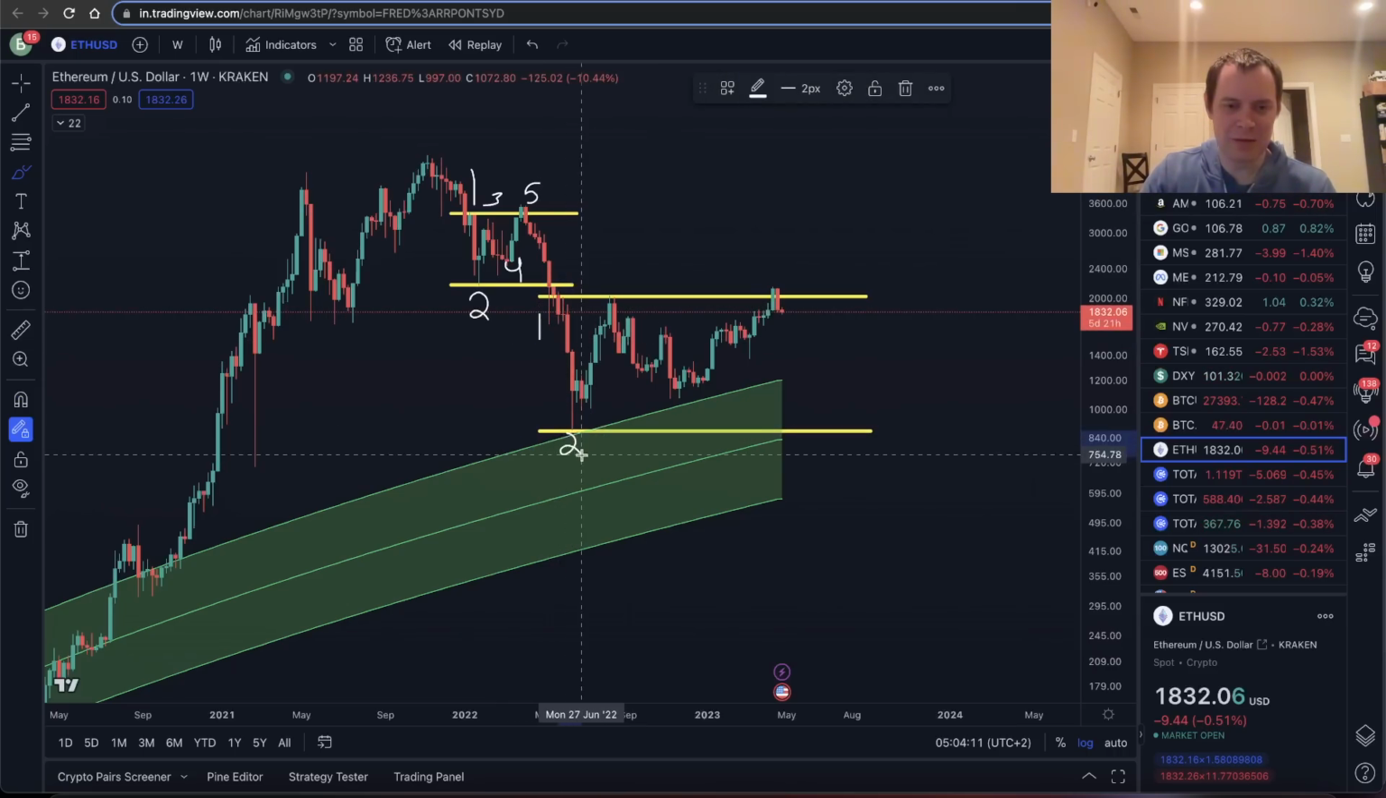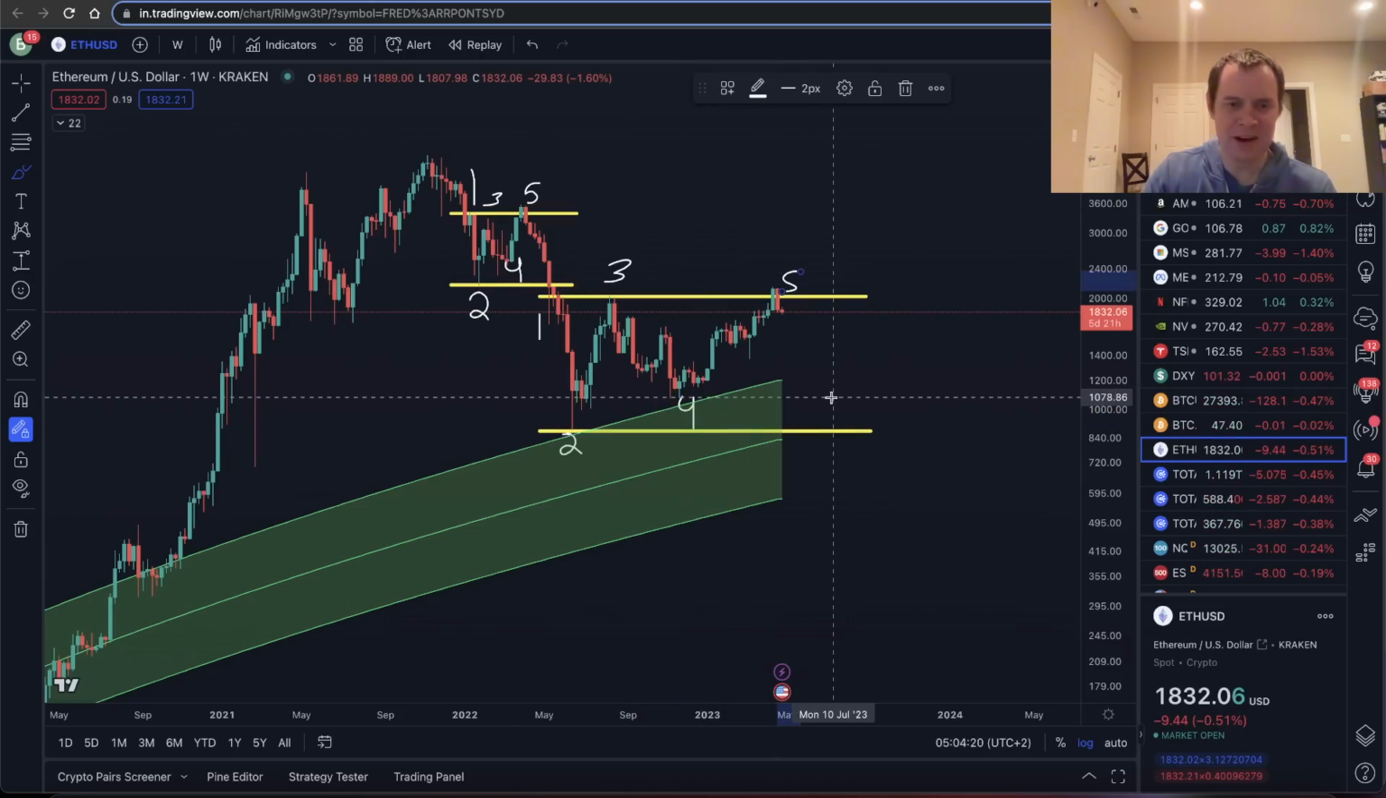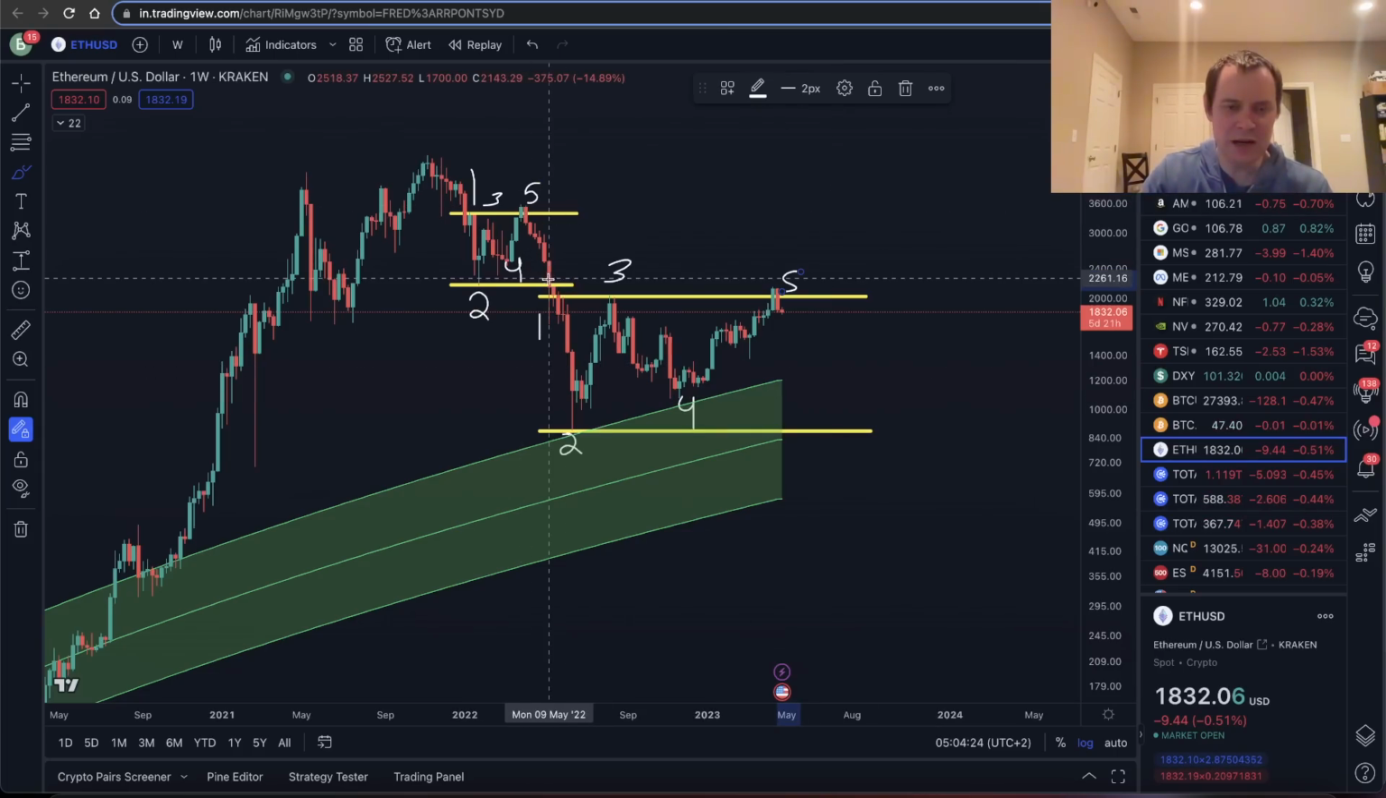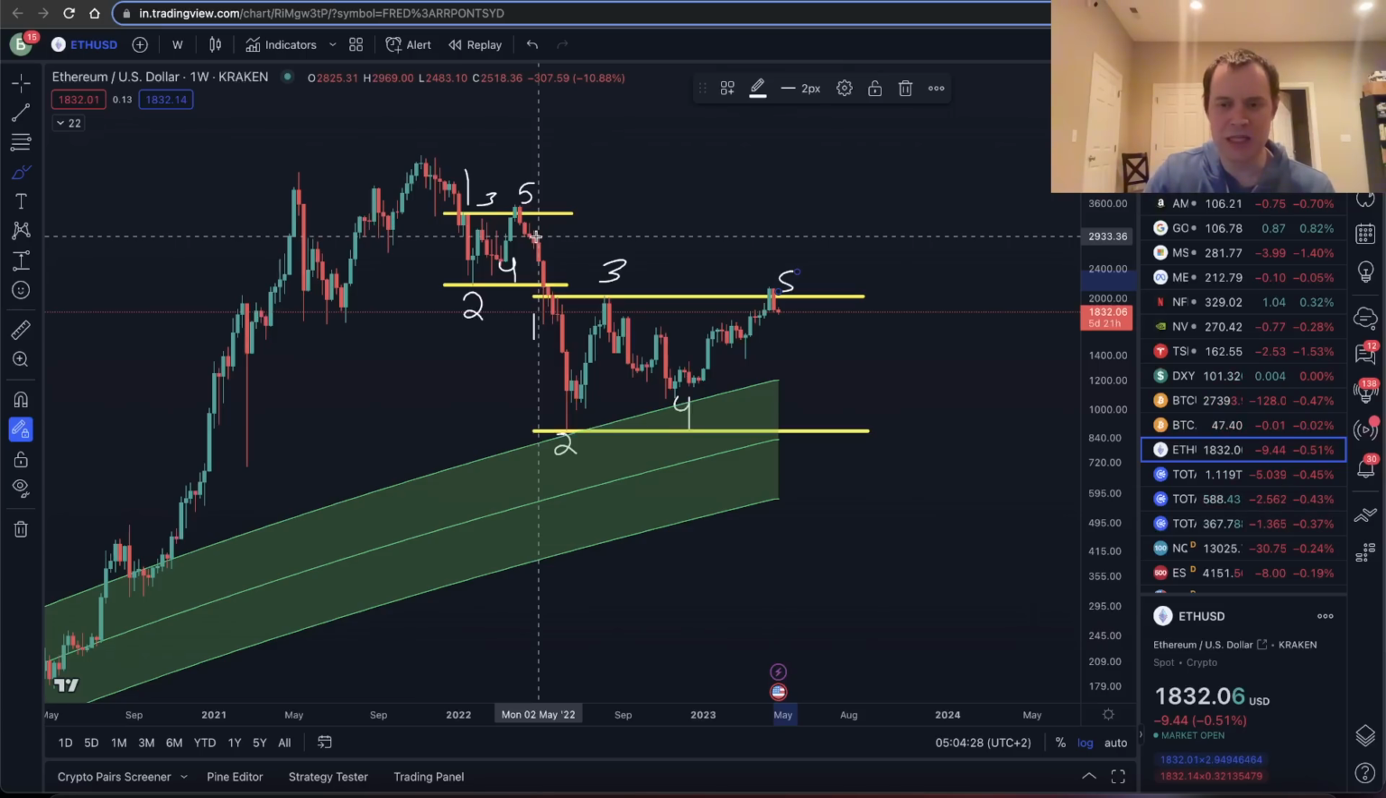Then 2 is the bottom of the range, right? And then back up to the top is 3. A slightly higher low is 4, and then this false breakout right here is 5. And so the argument is, well, are we repeating the same thing that happened over here? And if so, does that mean we're in for a pretty brutal 3 months to come?